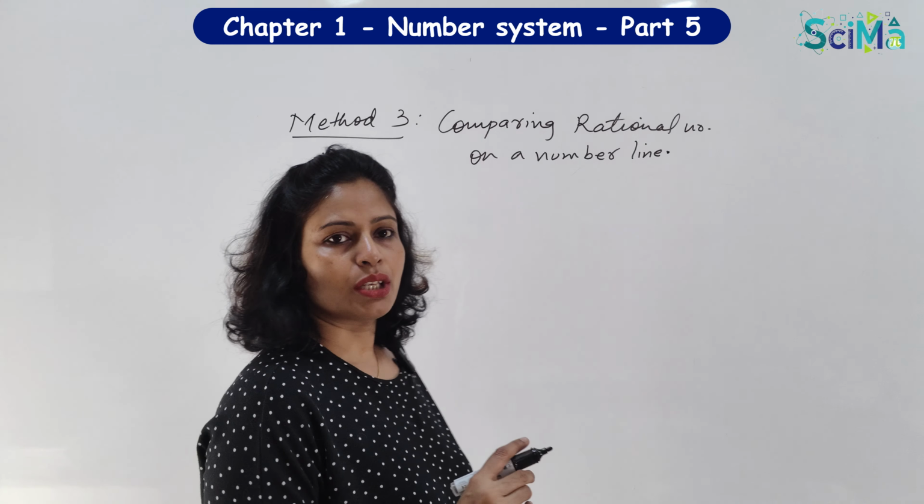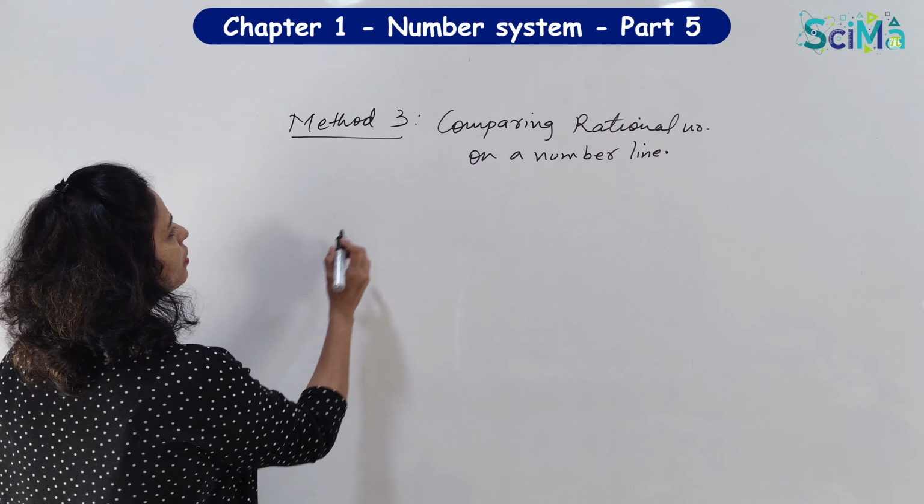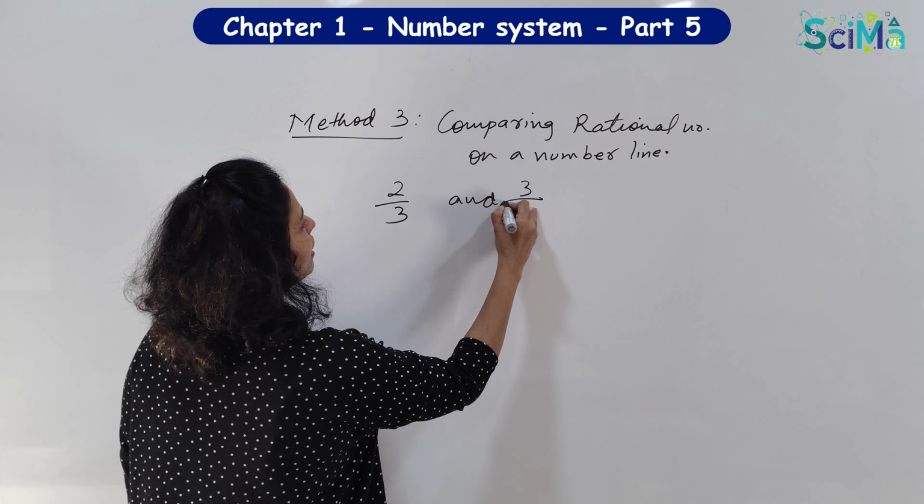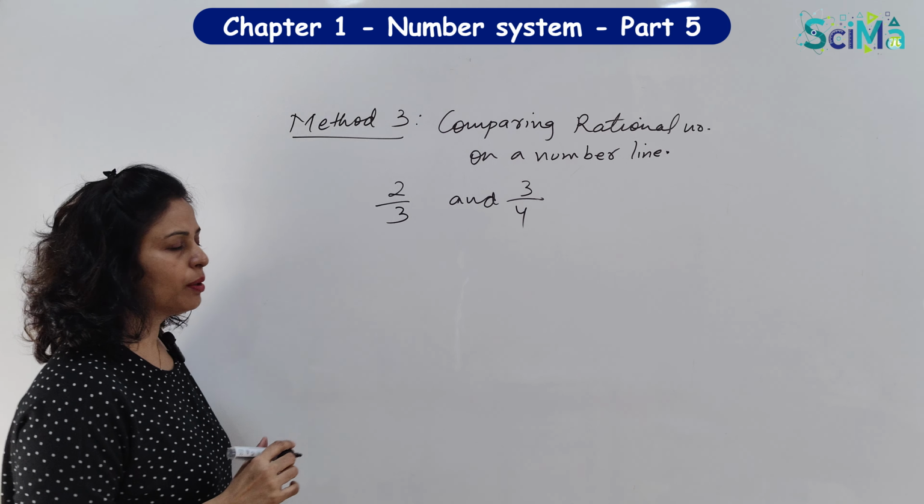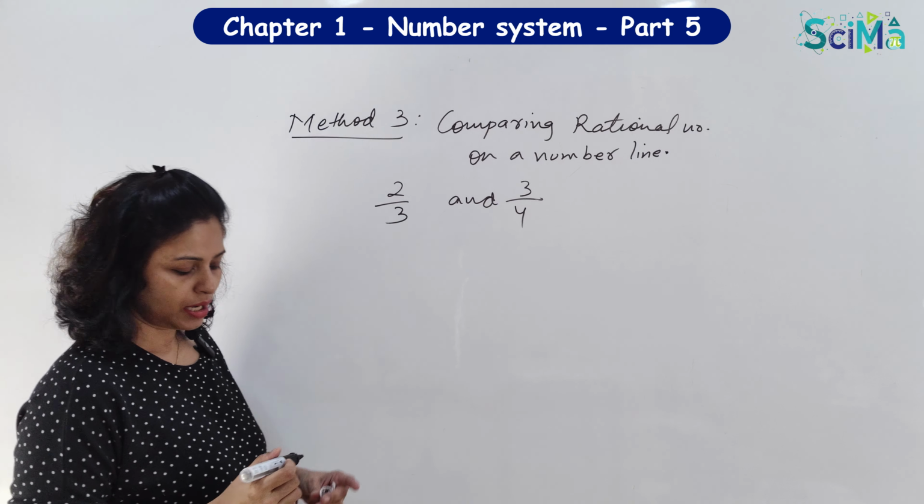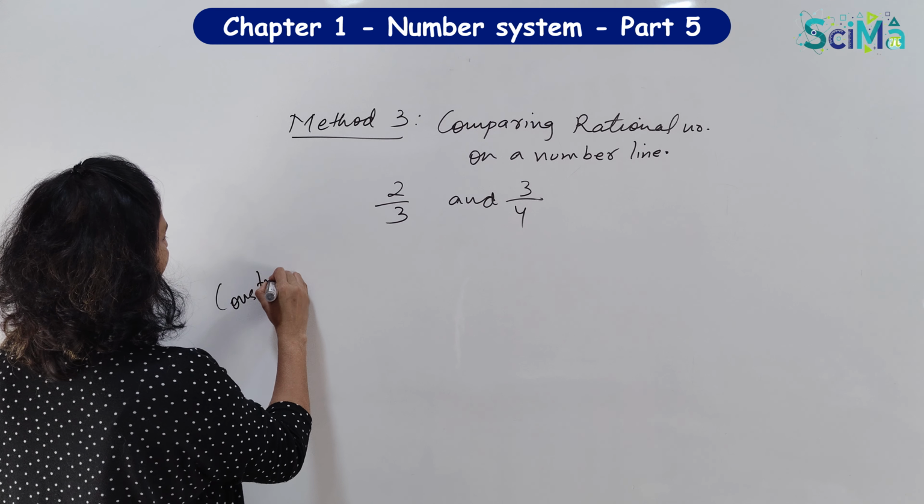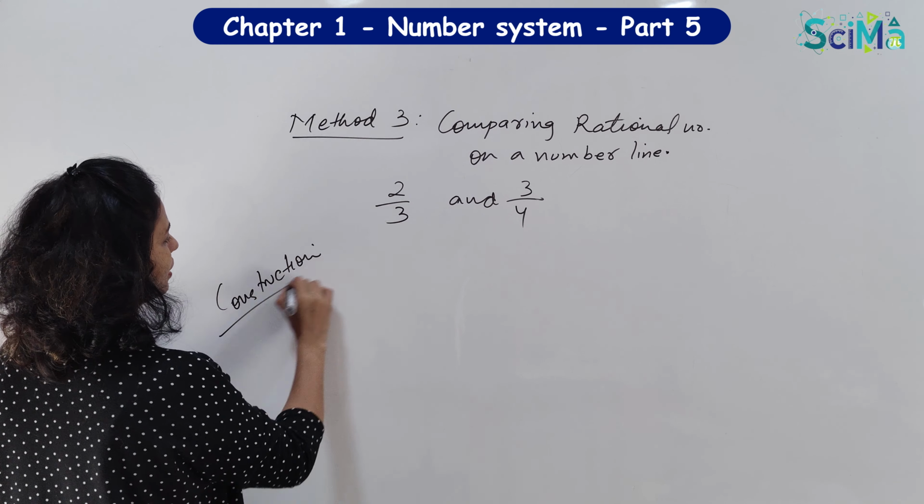Okay, so here I am comparing two rational numbers, 2 by 3 and 3 by 4. Now I have to say which is greater and which is smaller. For that, we need to do a construction here.